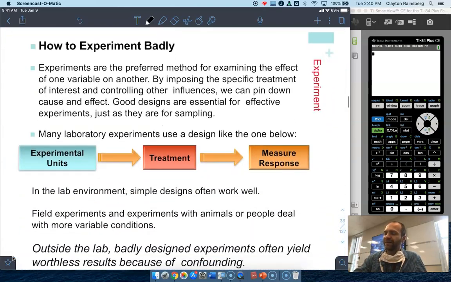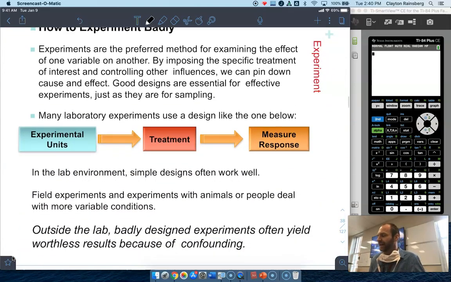So to experiment badly, that's what really happens: you have an experimental unit, you give a treatment, and you measure the response from it. There's no comparison. There's no real cause and effect. Did that treatment cause it? What change occurred? What was the control? What are you comparing it to?